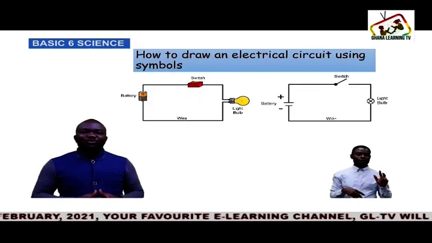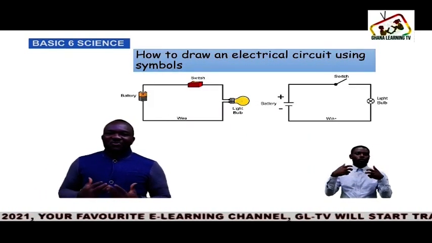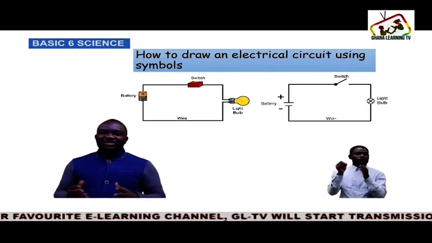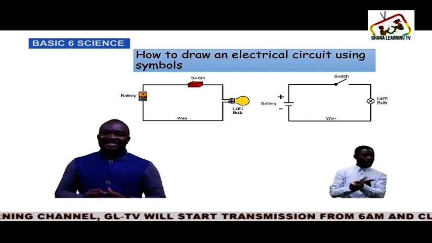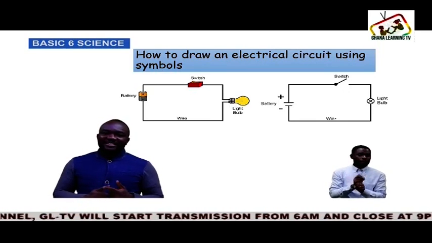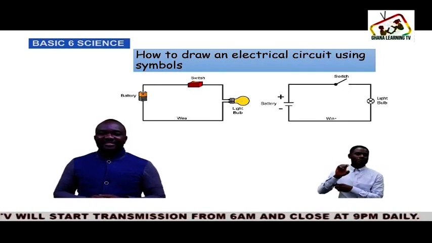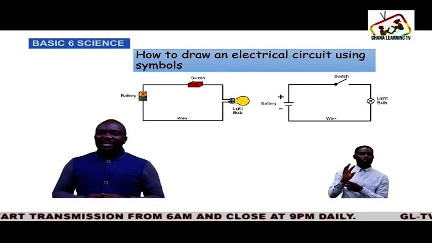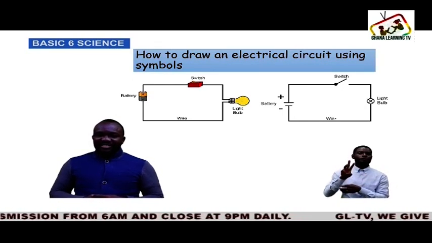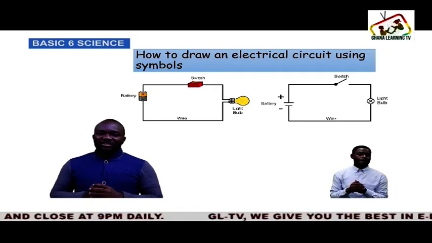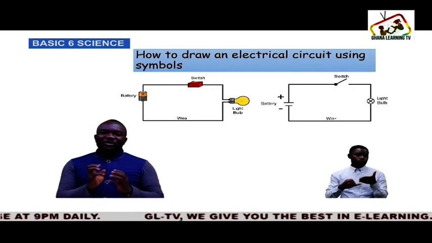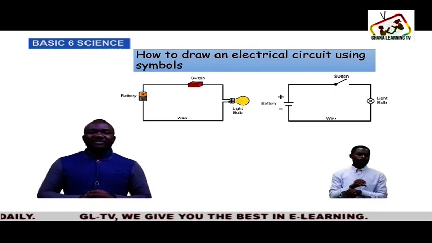Now let's look at how to draw an electrical circuit with the symbols. In our previous lesson, we learned how to construct an electrical circuit using a dry cell, a switch, a light bulb, and a connecting wire. Now, to construct an electrical circuit using the symbols, you just replace the various components with the symbols.